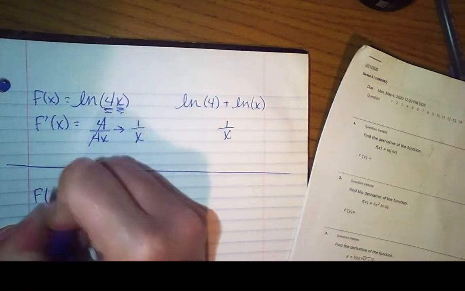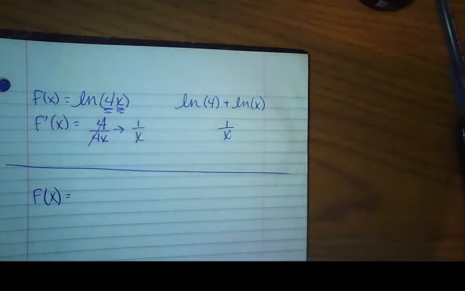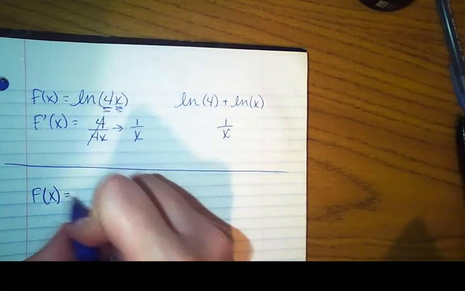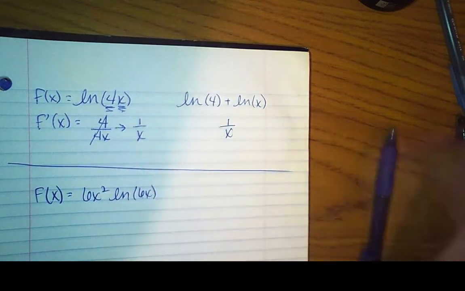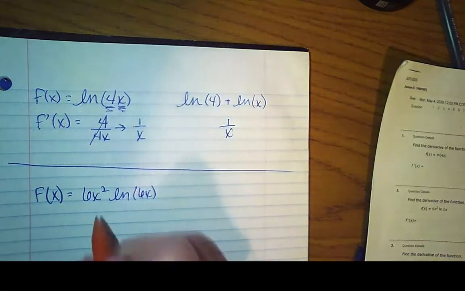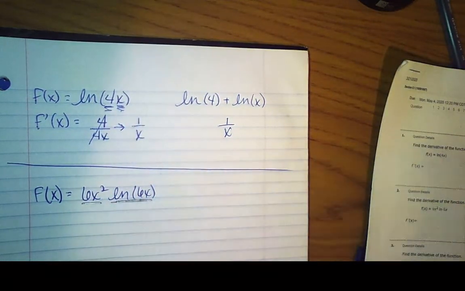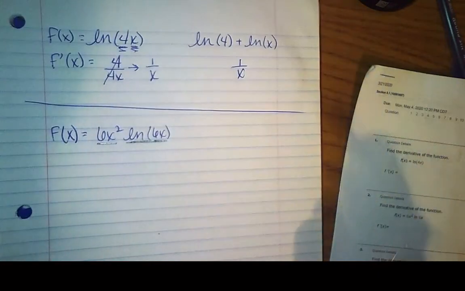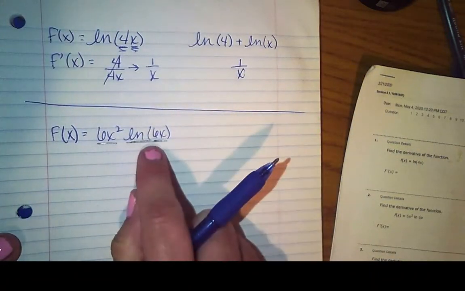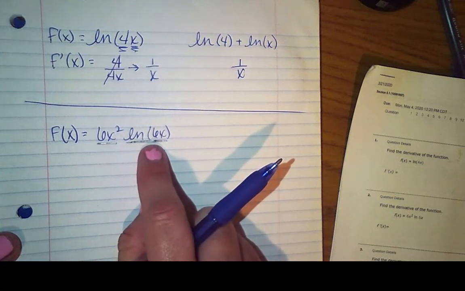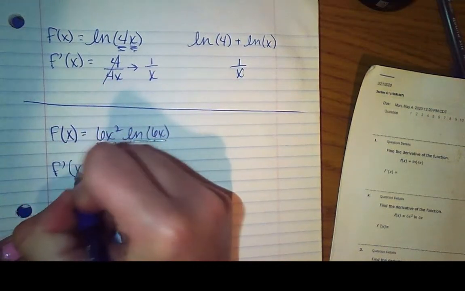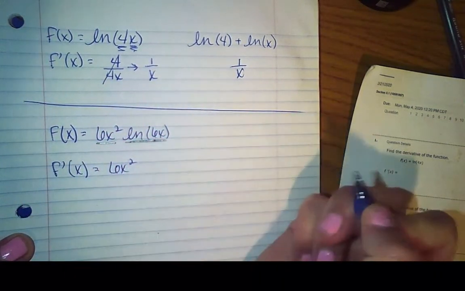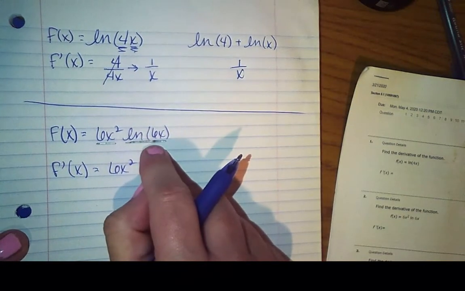All right, so for number 2, I want to find the derivative of f of x equals 6x squared times the natural log of 6x. If you look, you have multiplication, so I'm going to have to use product rule, and in the process of using product rule, I'm going to have to use our new differentiation of a natural log. So for product rule, I've got the first, which is 6x squared, times the derivative of the second.